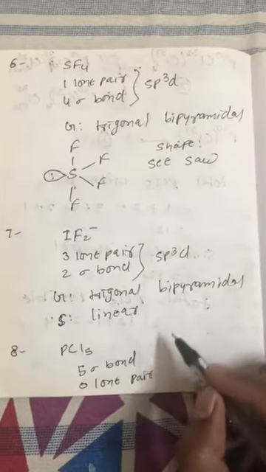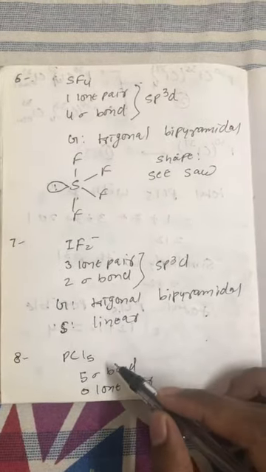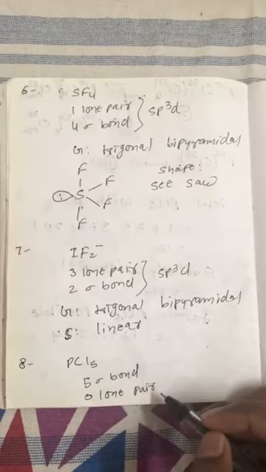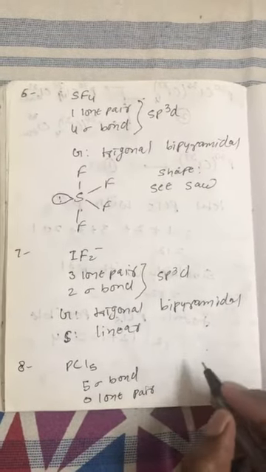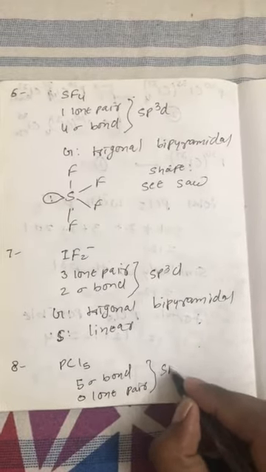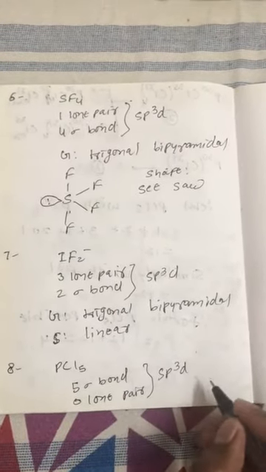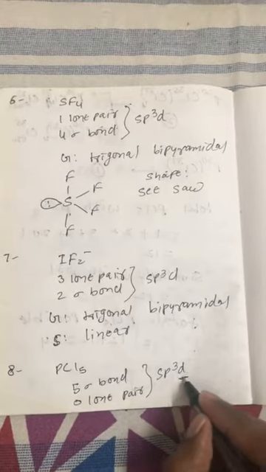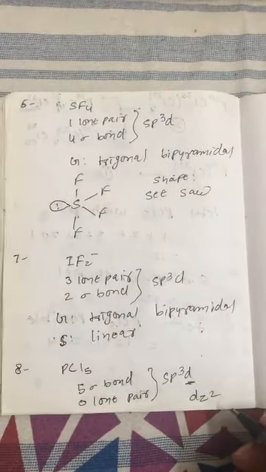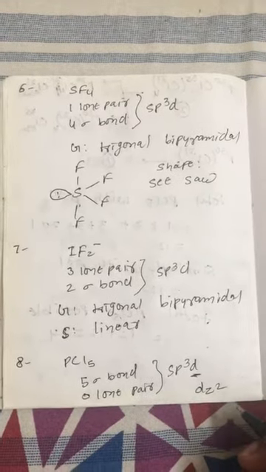Question number 8, PCl5. Now phosphorus has 5 valence electron, which will give 5 sigma bond and 0 lone pair, that is 5 hybrid orbital means sp3d hybridization. Now this d is nothing but dz square, because geometry is trigonal bipyramidal.